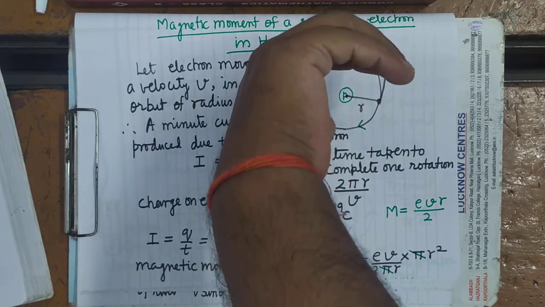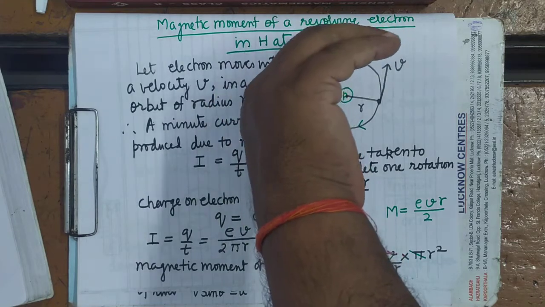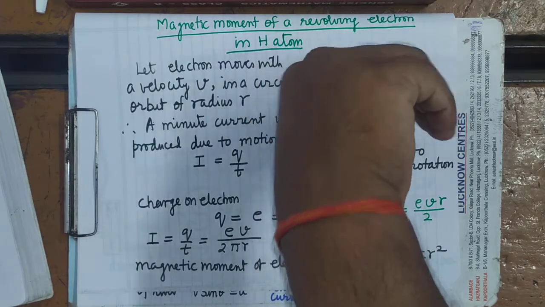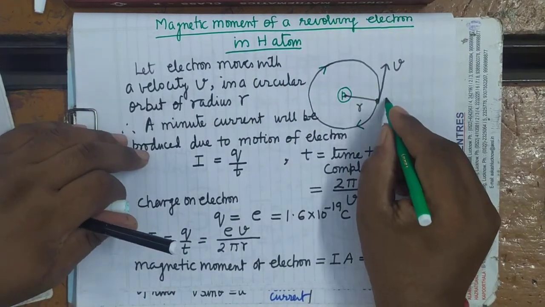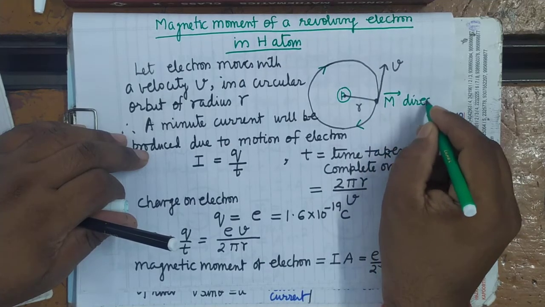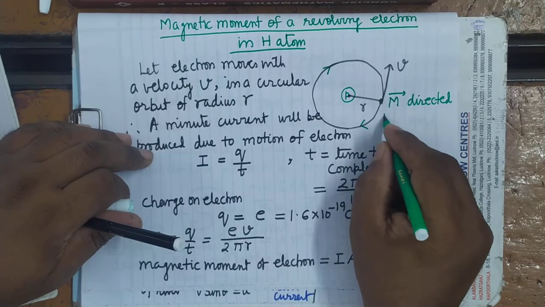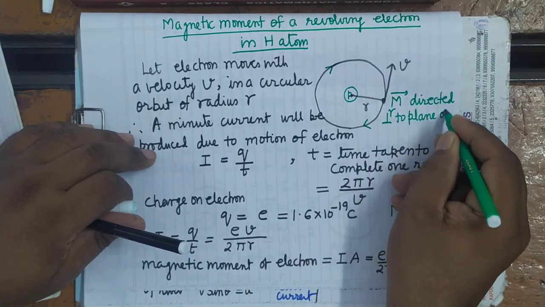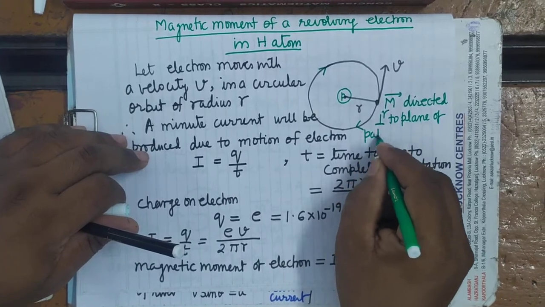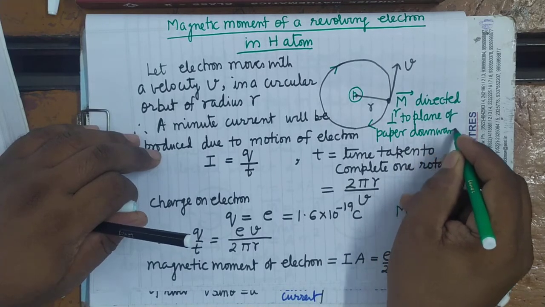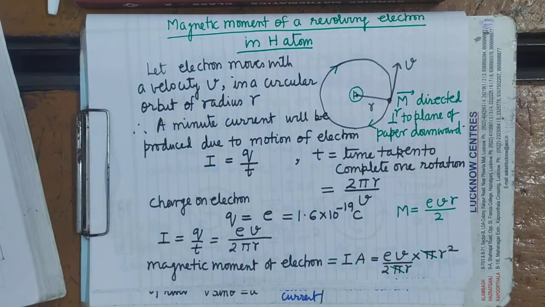It will be perpendicular to the plane. You curl the fingers of your right hand in the clockwise direction, so the thumb is pointing downward. So here the magnetic moment will be directed perpendicular to the plane of paper, downward. It's clear. So this is about the magnetic moment of a revolving electron in a hydrogen atom.